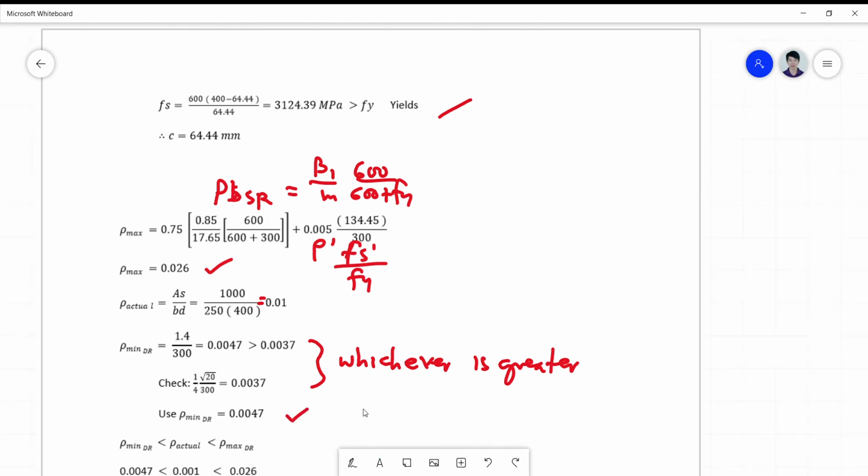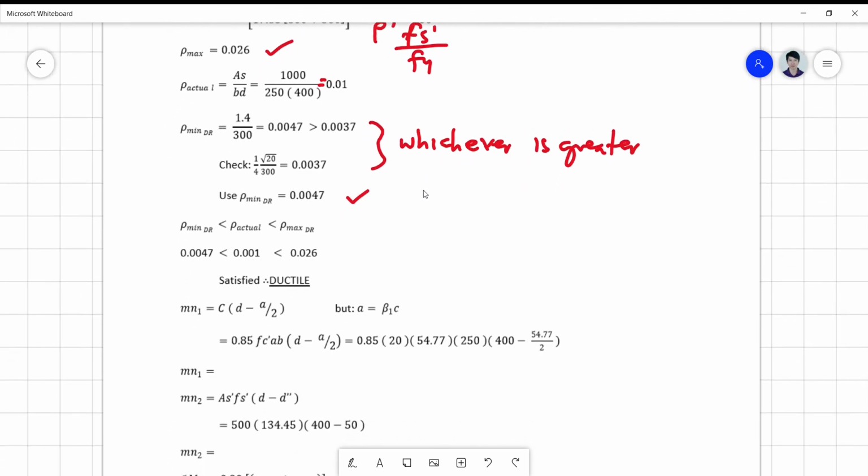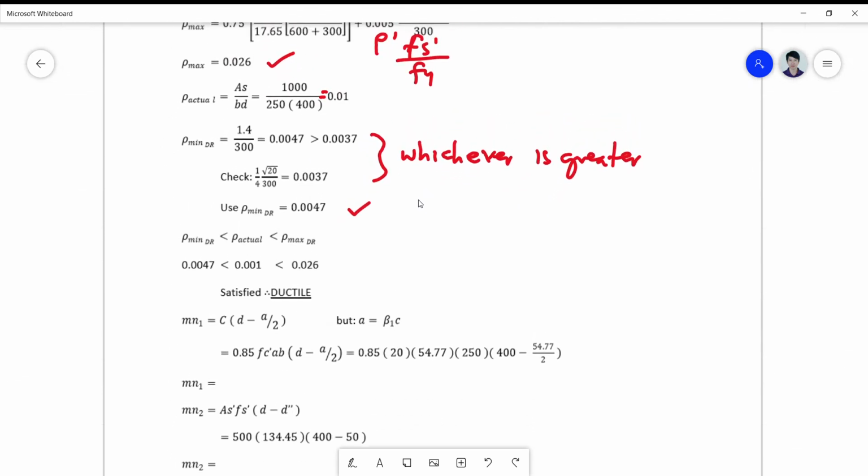Then we just compare it in our conditional inequality. So this is rho minimum for double reinforced is less than rho actual, which is less than rho max. Is this true? Since this is true, then your ductility is satisfied.